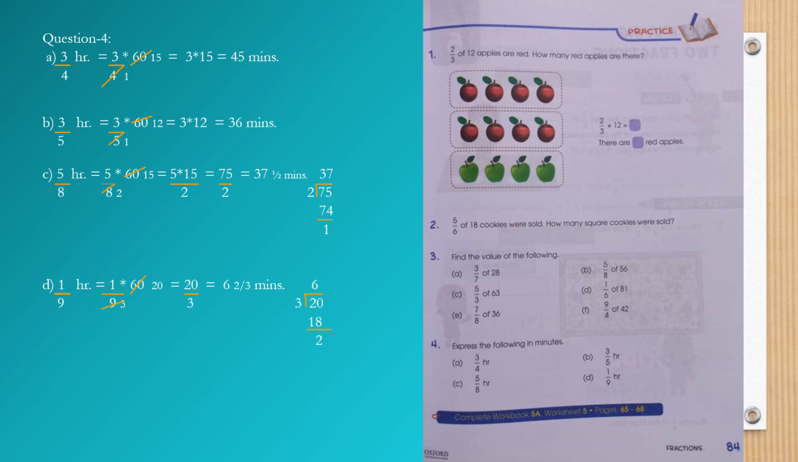Now in part D, we have 1 over 9 hour. So we write it as 1 divided by 9 multiplied by 60, and by cancelling out 60 by 9, we have 20 in the numerator and 3 in the denominator. So we write it as 20 into 1 is 20 divided by 3. And on further solving, we have 6 whole number 2 over 3 minutes as our answer.